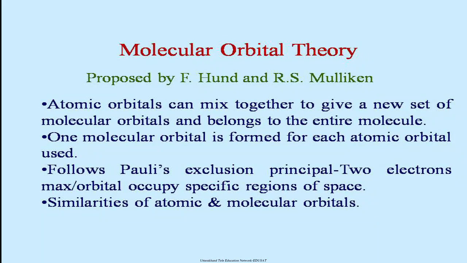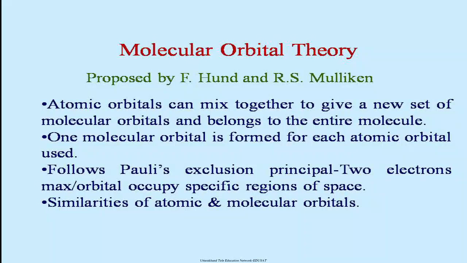The main points of molecular orbital theory are: atomic orbitals can mix together to give a new set of molecular orbitals that belong to the entire molecule. The electrons belonging to two bonding atoms are controlled by the complete molecule. One molecular orbital is formed for each atomic orbital used. In an atom, atomic orbitals are determined by various values of quantum numbers, and in this case also the molecular orbitals are determined by various quantum numbers.